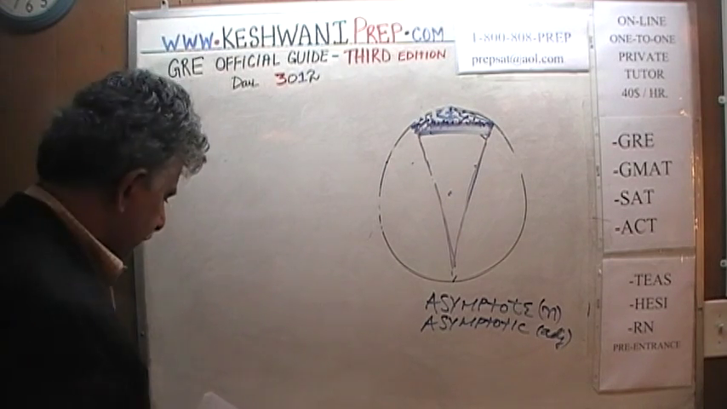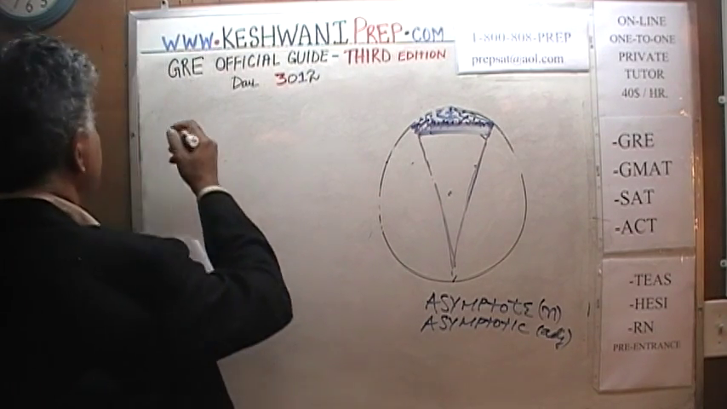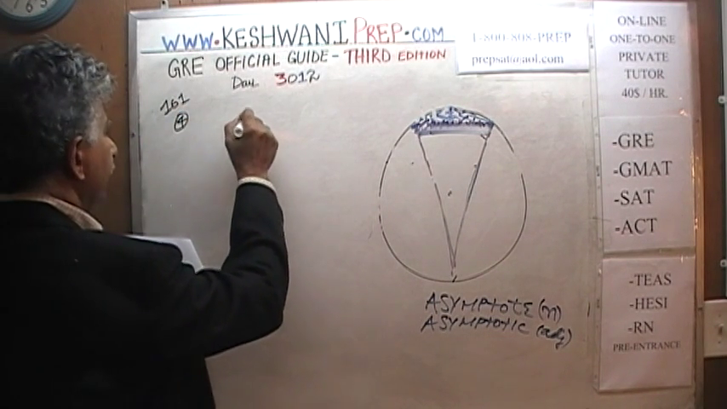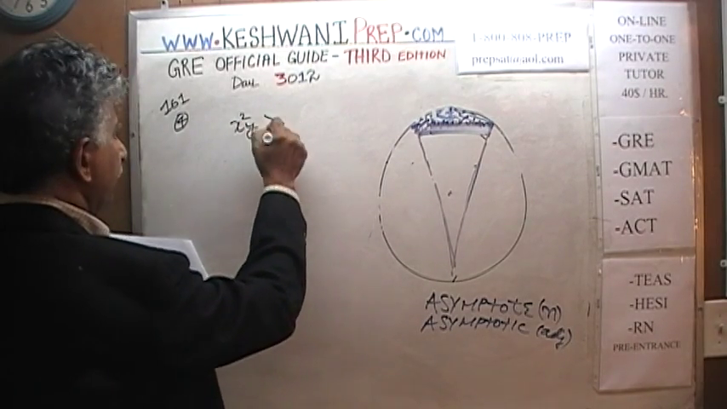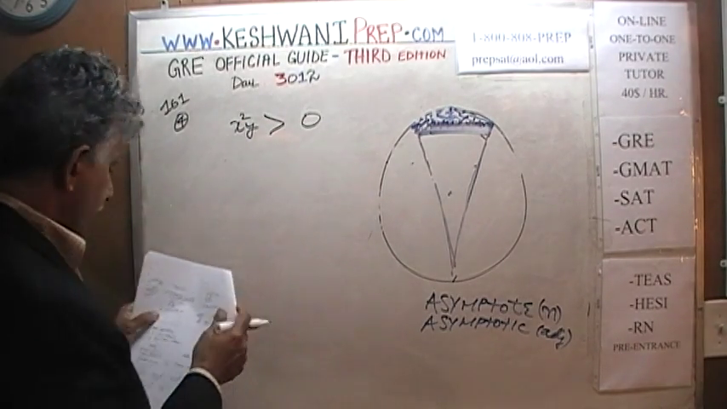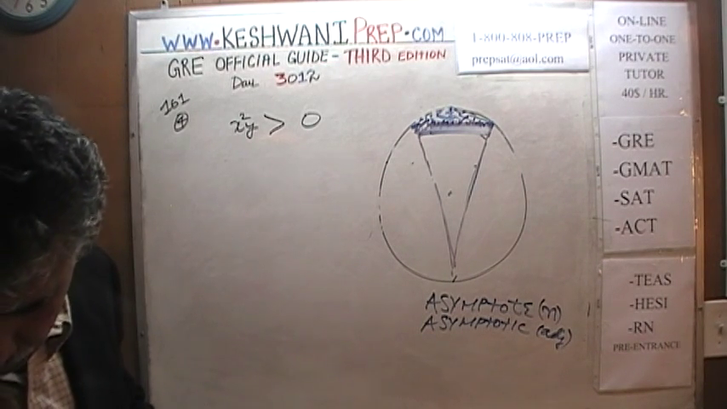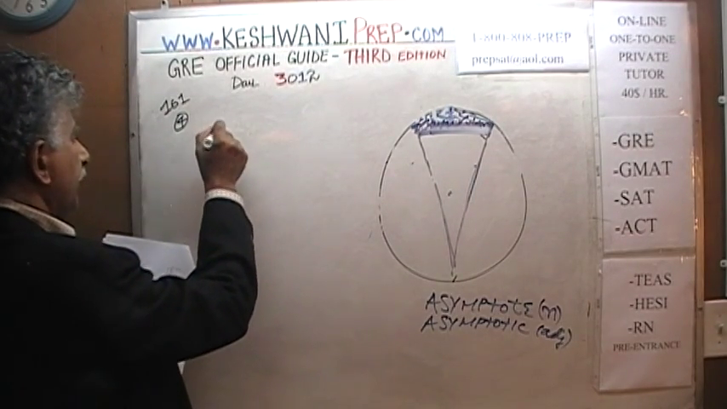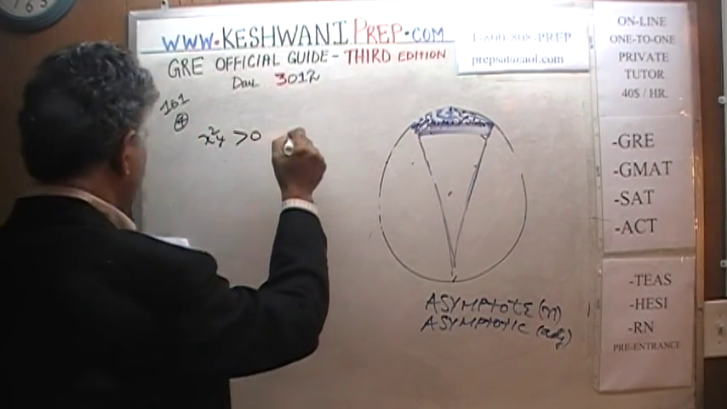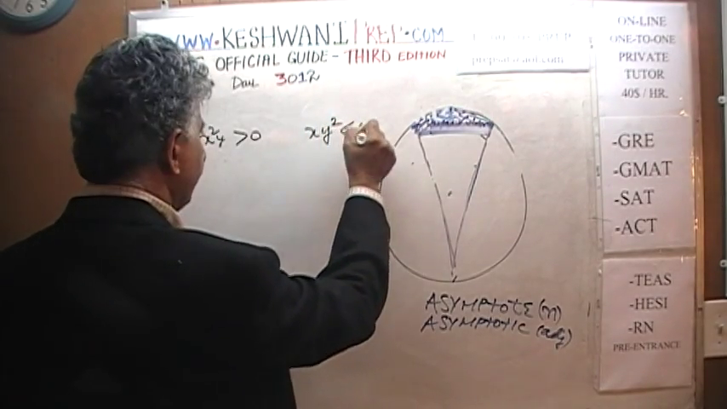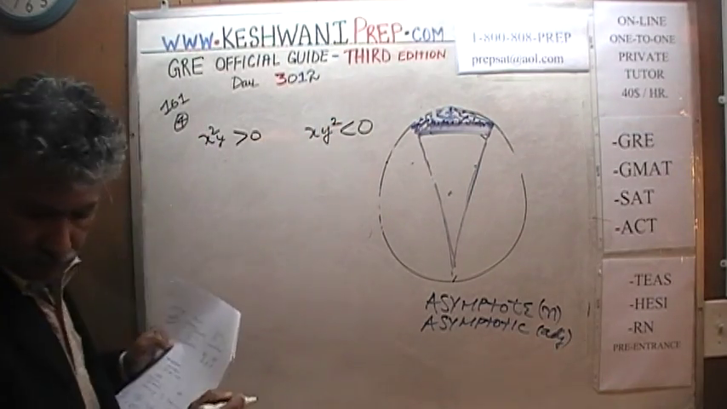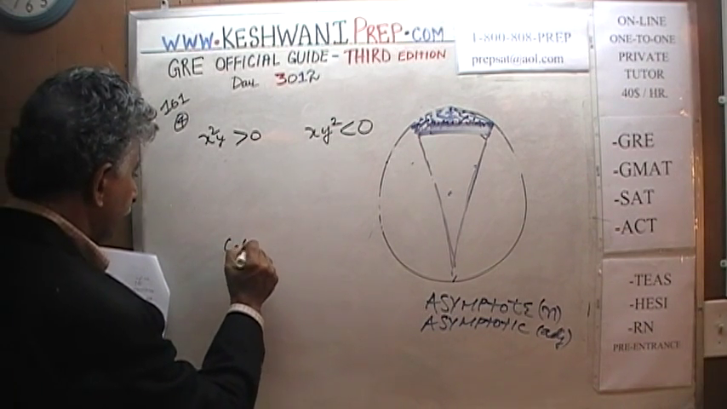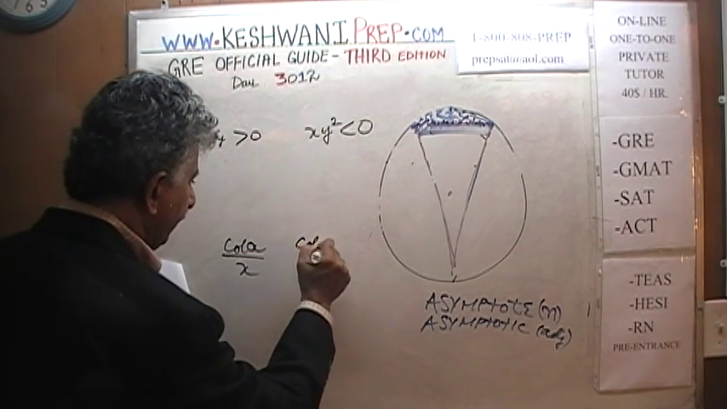Problem number four. Still the same page, page 161, problem number 4. We have x squared times y, which we are told is positive. And we are also told that x times y squared is negative. And we're being asked to compare x and y. Column A is x, and column B is y.